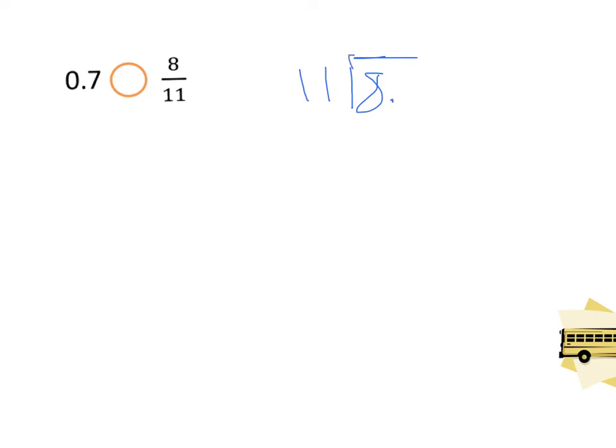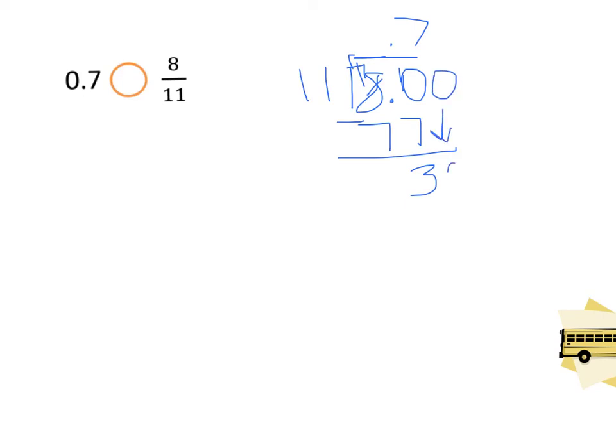11 can't go into 8, so I have to add a decimal point and a 0. Bring the decimal point up. 11 can go into 80 7 times. 7 times 11 is 77. When I subtract, I'm going to have to borrow, and I get 10 minus 7, which is 3, and 7 minus 7, which is 0. Well, I can't have a remainder, so I'm going to keep going.